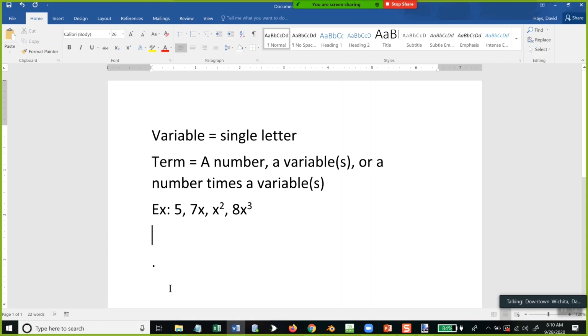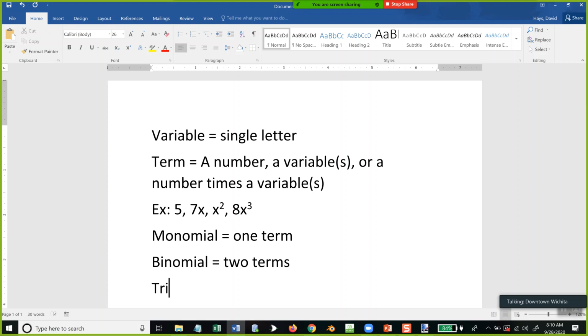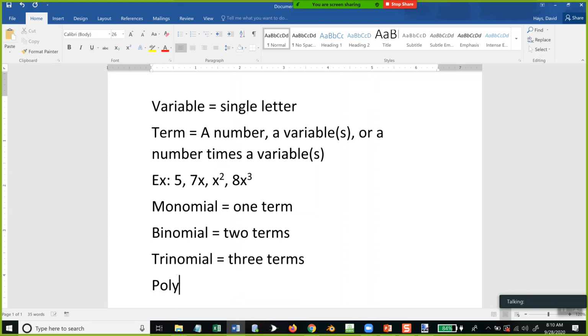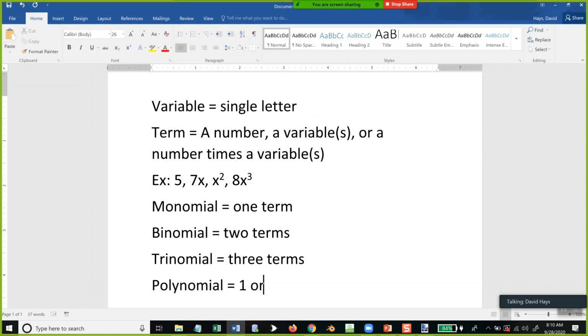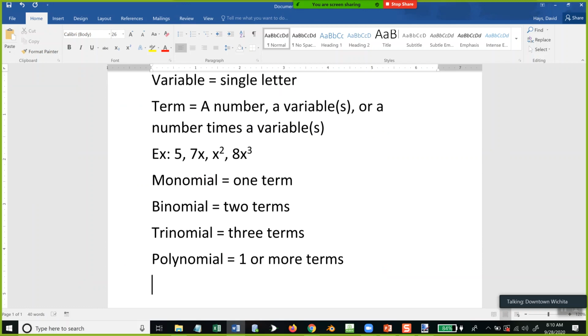Now, if you have one term, it's called a monomial. If you've got 2 terms, it's called a binomial. If you've got 3 terms, it's a trinomial. And specifically, what we're looking at in this section, polynomial functions. That's one or more terms. So that's a generic definition, covers all of them. So a monomial would be a polynomial, a binomial would be a polynomial, and so forth.